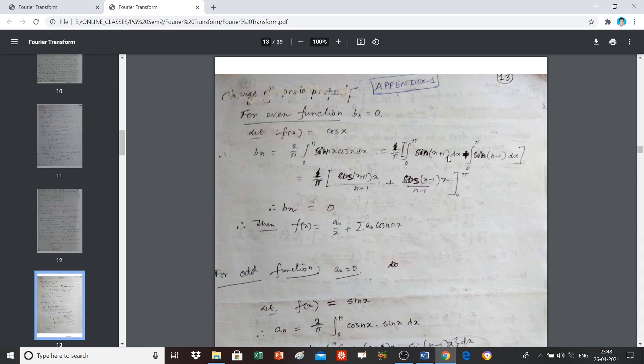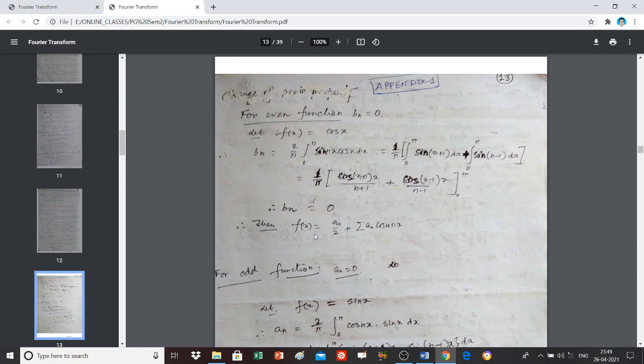That is 2 sin a cos b, which can also be written as sin(a plus b) plus sin(a minus b). That is here integral 0 to pi sin (n plus 1)x dx, then plus integral 0 to pi sin (n minus 1)x dx. After integration, you will have 1 by pi. From here, integration of sin (n plus 1)x will give you cos (n plus 1)x by (n plus 1), and integration of sin actually gives you a negative sign, so here will be a negative sign. Plus then cos (n minus 1)x by (n minus 1), again with a negative sign. Now just use the limits 0 and pi here. Using these limits, you can easily understand that the value of bn is equal to 0.